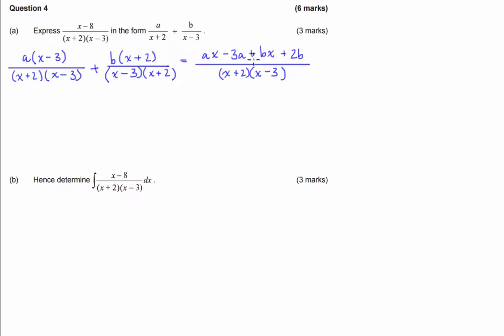Great. You can see that the denominators now look exactly the same in this rational function and the original rational function. So now we just have to get the numerators to look the same. Let's make this equal to x minus 8 over x plus 2, x minus 3.